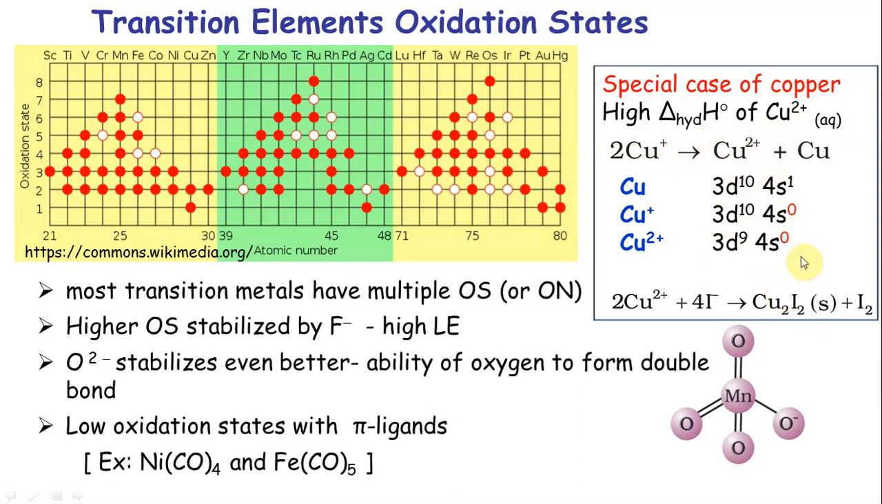Here I have two equations. No need to memorize them. Just look at it this way. Because of the high hydration energy, copper plus disproportionates in a solution to copper 2 plus and copper. Meaning, one molecule of copper oxidizes, one molecule of copper reduces. Disproportionate meaning disproportionately half gets oxidized and half gets reduced.